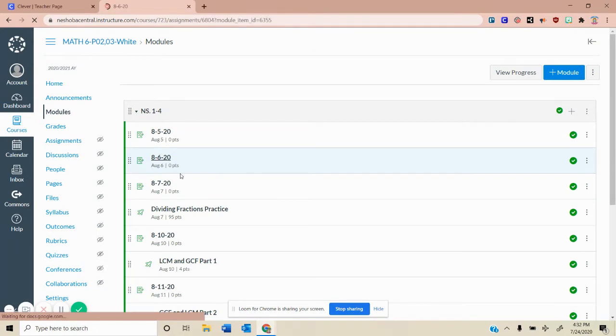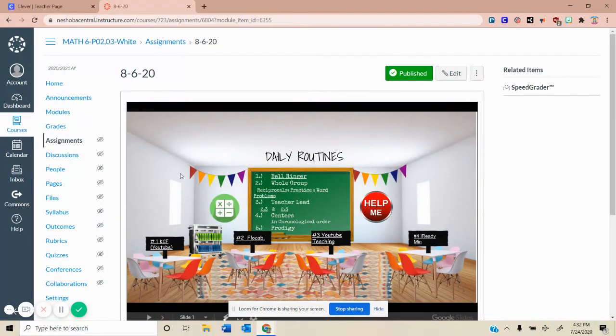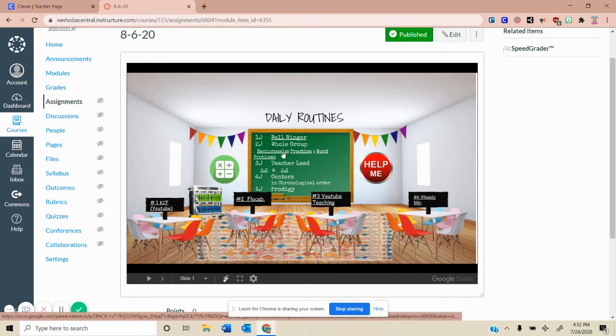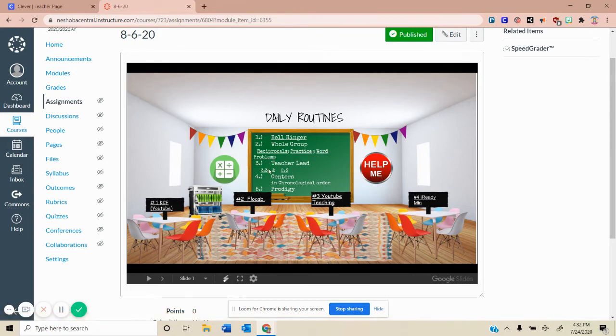August the 6th, we will start working on dividing fractions. So this is how our classroom will look that day. We will have a bell ringer, which again is clickable. It will take you to the bell ringer. We have reciprocals, practice, and then word problems. So all of those will take us where we need to go there. Then we have our teacher-led doodle sheets, centers in chronological order. That is super important because they have to go in order. They are ranked to make sure that they get done when they're supposed to get done.